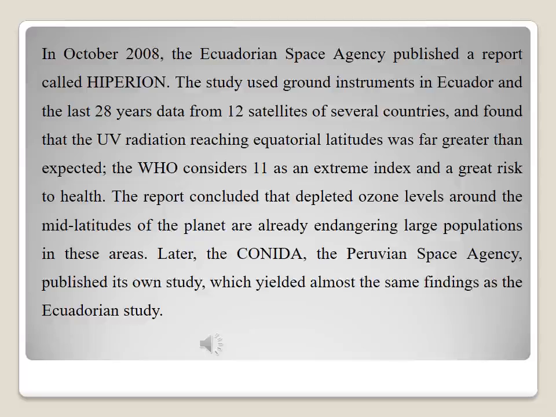The report concluded that depleted ozone levels around the mid-latitudes of the planet are already endangering large populations in these areas. Later, CONIDA, the Peruvian Space Agency, published its own study, which yielded almost the same findings as the Ecuadorian study.